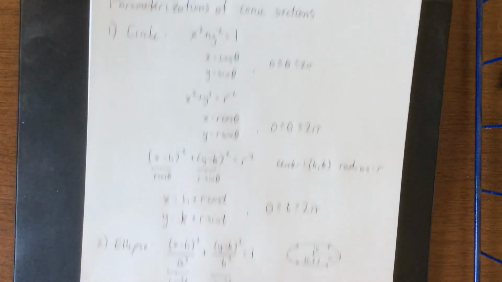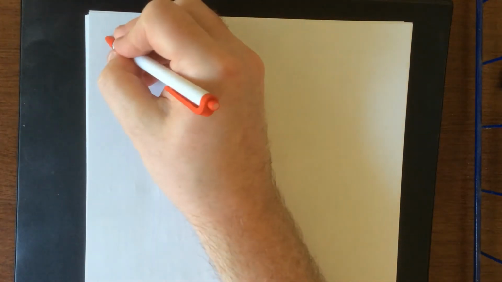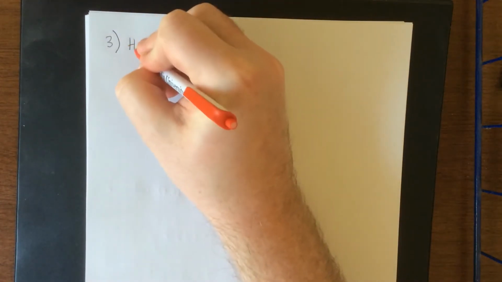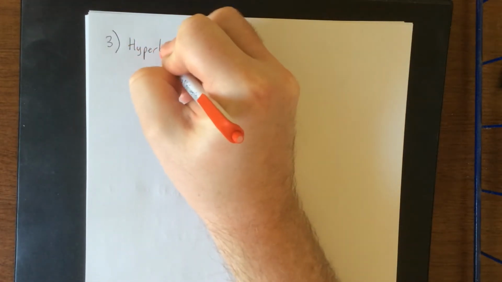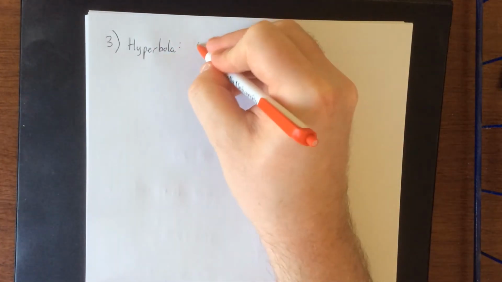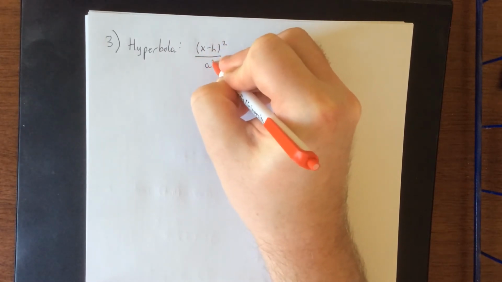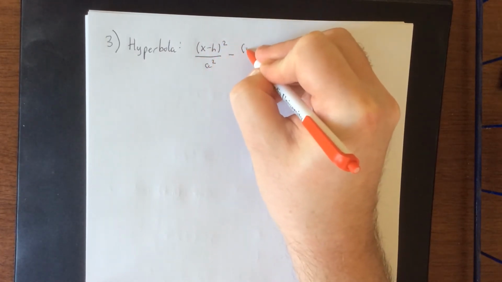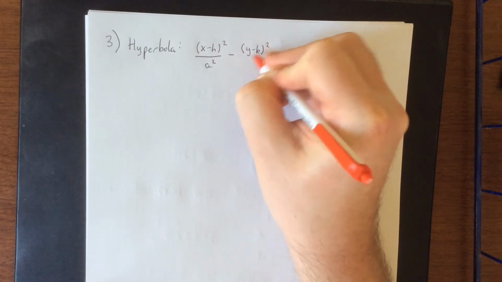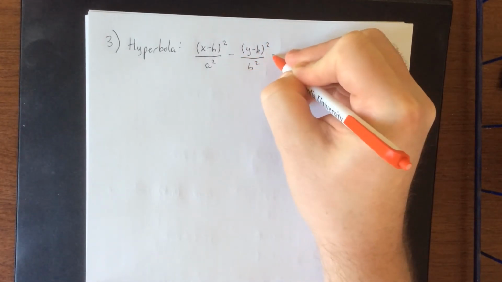Now this also takes us nicely to the hyperbola. The hyperbola is, for all intents and purposes, the exact same thing as the ellipse, except instead of a plus sign in between them, there will be a minus sign. So with that in mind, a hyperbola has standard form x minus h quantity squared over a squared minus y minus k squared over b squared is equal to 1.